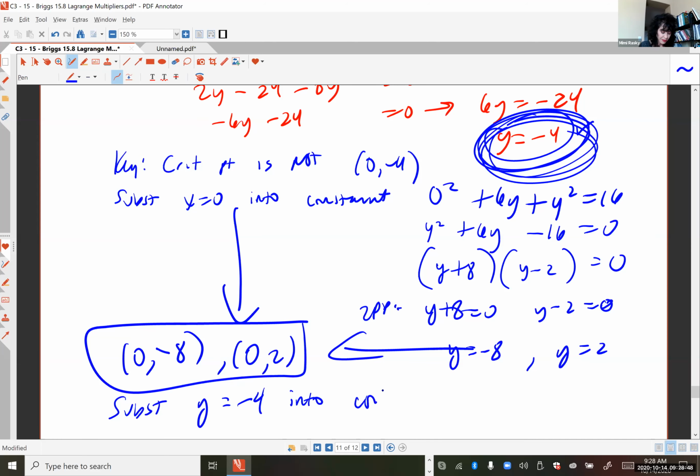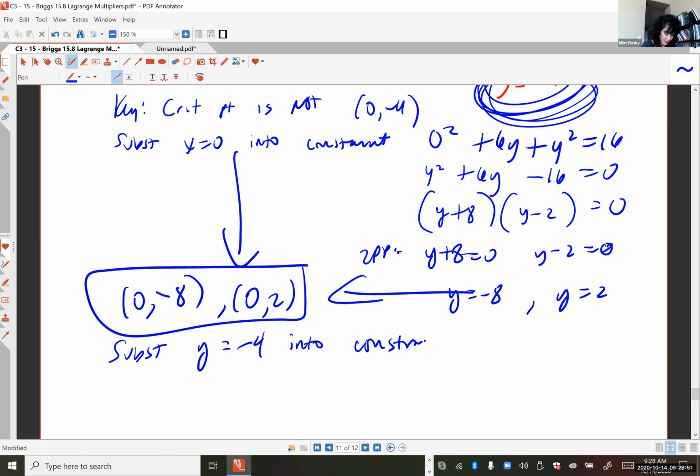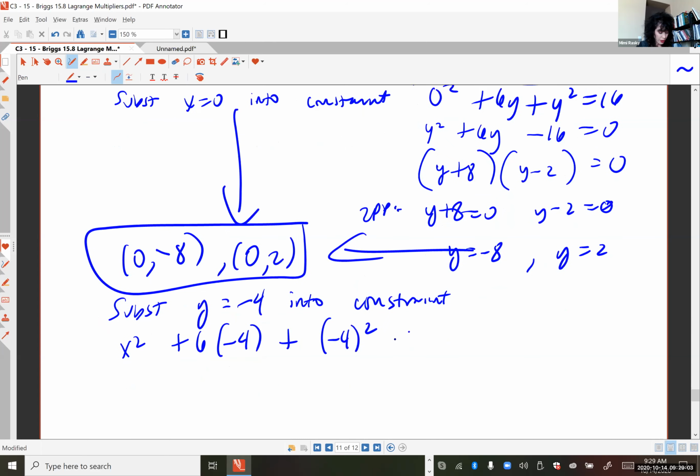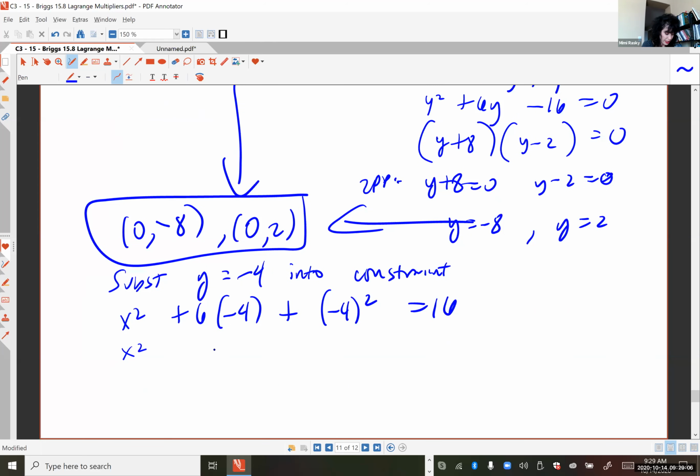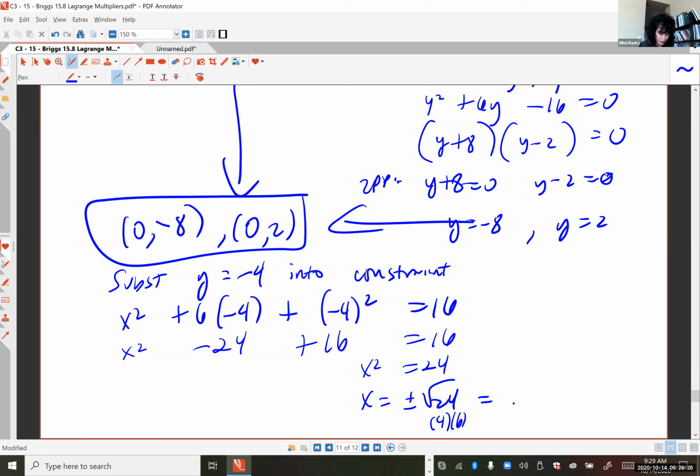Okay. So when I do that, I'm going to get x squared plus 6 times y, but that's -4, plus y squared, but that's -4 squared equals 16. And then what do I have? I have x squared minus 24 plus 16 equals 16. Then you can kill off the 16s and add 24 to both sides, and so you get x is equal to plus or minus, there's that plus or minus thing again, love it, square root of 24. Square root of 24 can be simplified because it's 4 times 6, and 4 is a perfect square, and so plus or minus 2 radical 6.